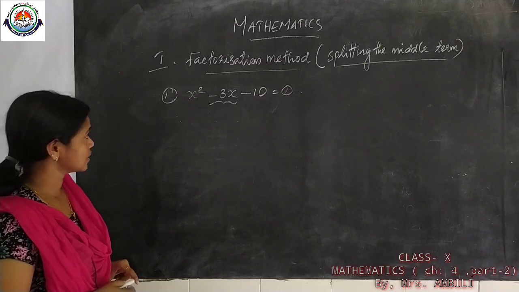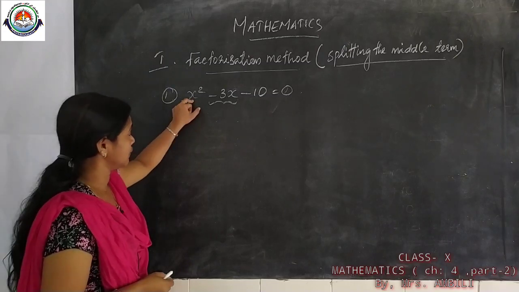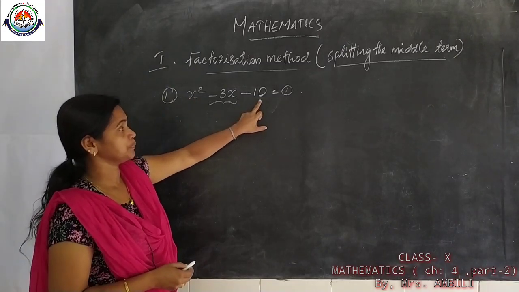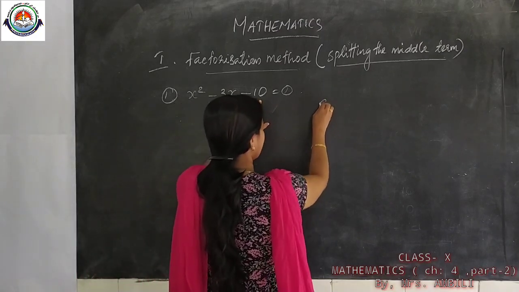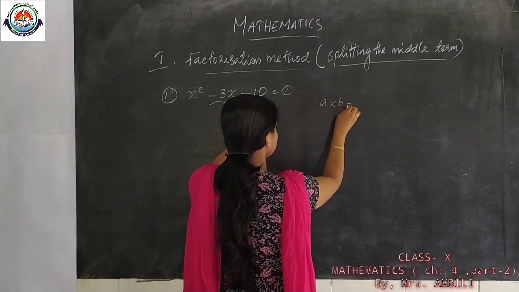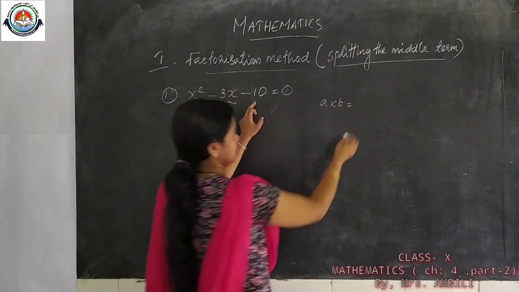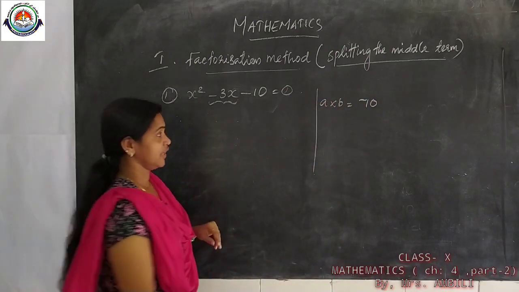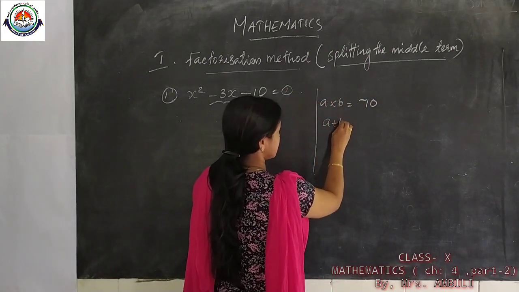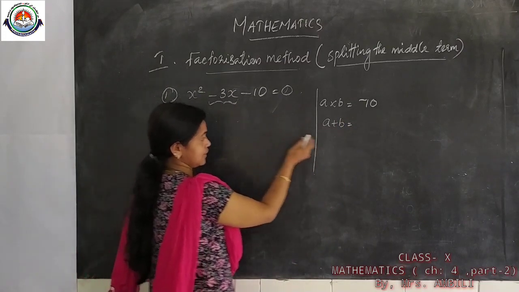For that, what is the coefficient of x square here? 1. What is the constant term c here? Minus 10. So, when you multiply the two numbers, you need to get 1 into minus 10, that is minus 10. When you add the two numbers, you need to get the coefficient of x, that is minus 3.